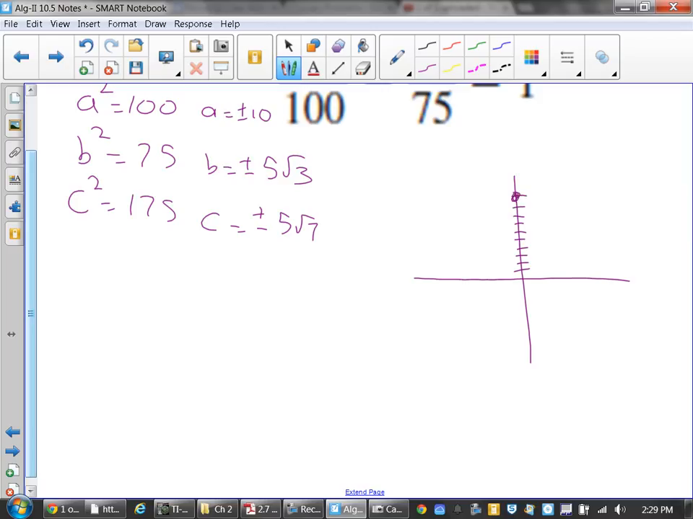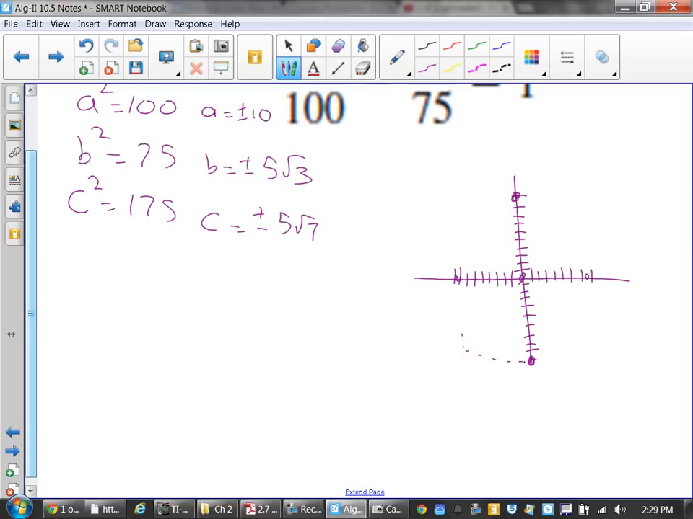Why can't we just switch the X to the Y? 5 root 3. If I'm going 5 root 3, that's more than 8 something. 8.6.